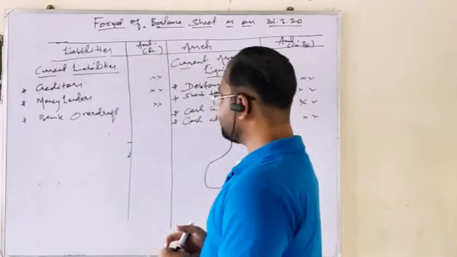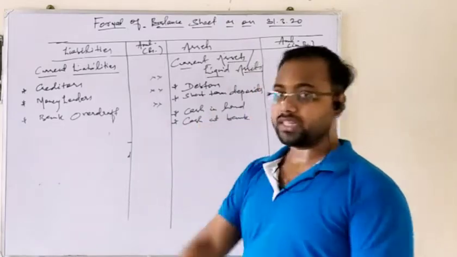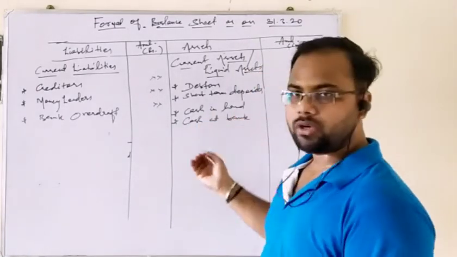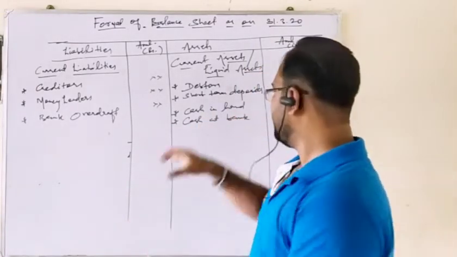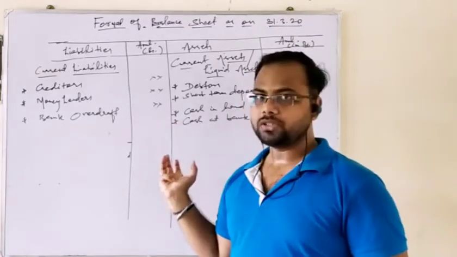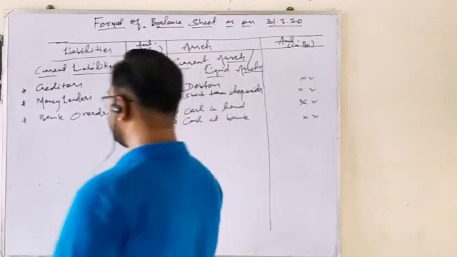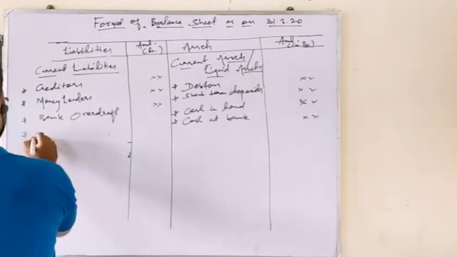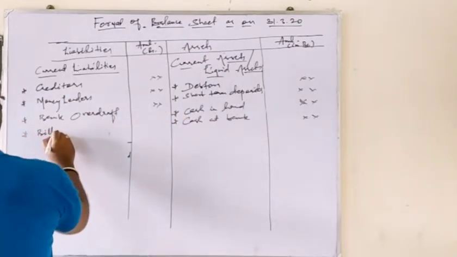Bank overdraft refers to the facility of withdrawing over the existing balance, and cash in hand means you are having cash at your business office, and cash at bank shows your bank balance. So I think it is the opposite. Okay. Then the other one is bills payable.